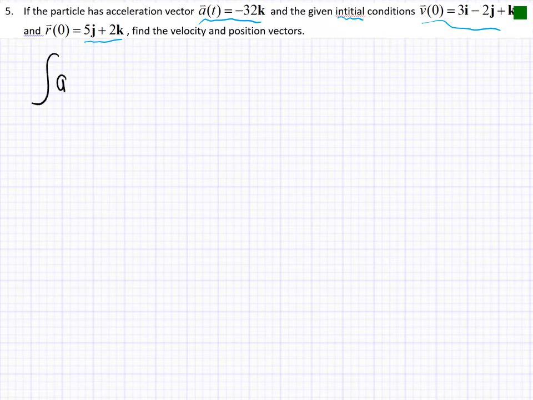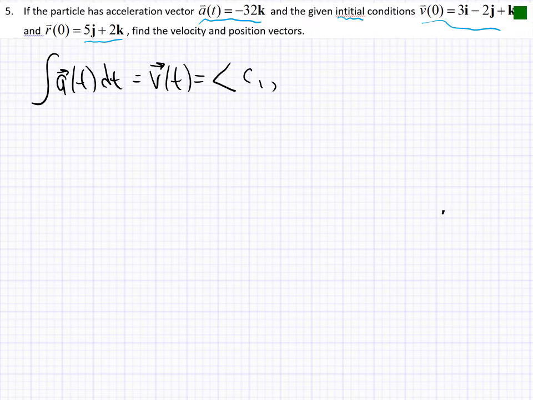The integral of the acceleration vector is going to give us the velocity vector. There's no i component, so it's considered 0, and the integral of the i component is just c1. There's no j component, so that's considered 0, and the integral of 0 is a constant, so that'll be c2. And then negative 32k is your k component, so the integral of that is negative 32t plus a constant, let's say c3.